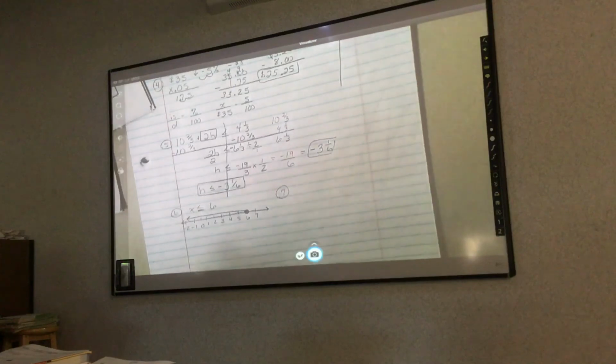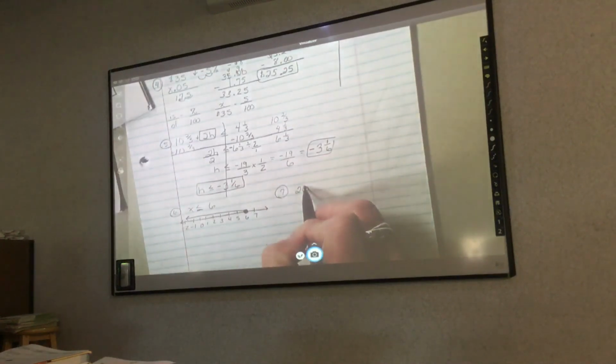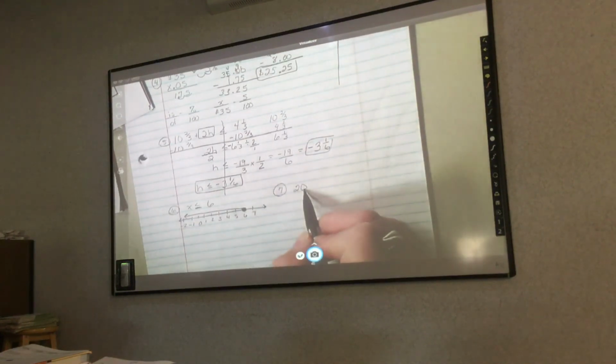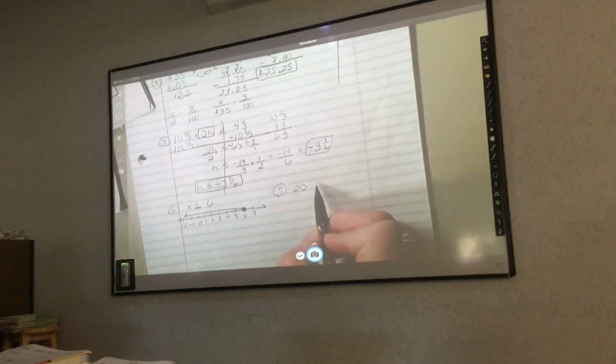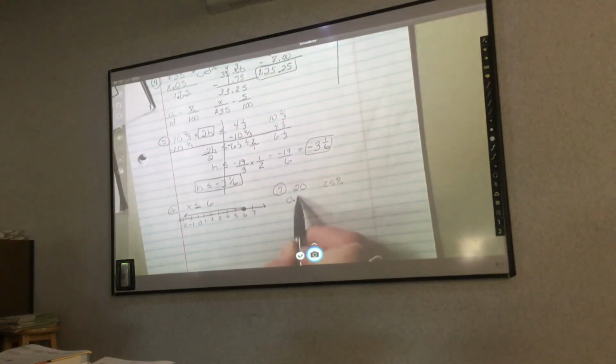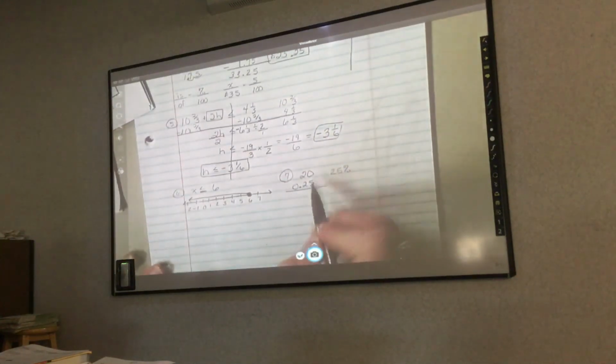7. Awesome Car Company sold 20 cars this week. Their goal is to sell at least 25% more next week. Write an inequality that represents their goal. Okay, you have to do some work first. First of all, I sold 20 cars and I want to sell 25% more. So I need to figure out 25% of 20. So I take 20 and that 25%, I'm going to make it 0.25 because I'm going to change it to a decimal.